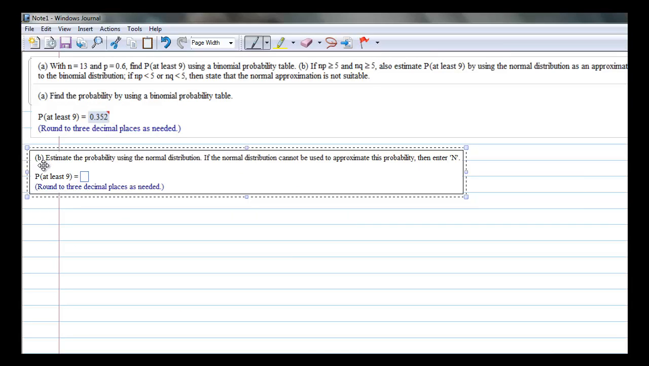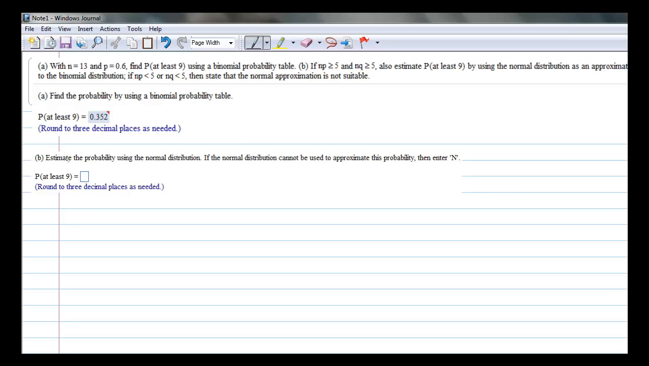Okay, now we want to answer the second question that says estimate the probability using the normal distribution. If the normal distribution cannot be used, then enter capital N. And we want the probability again of at least 9. So what we need to check first is that np is greater than or equal to 5 and nq is greater than or equal to 5.